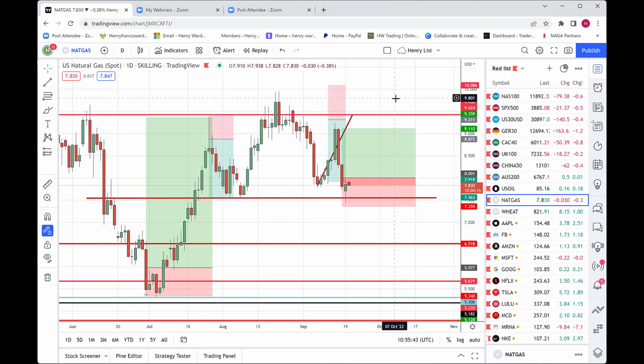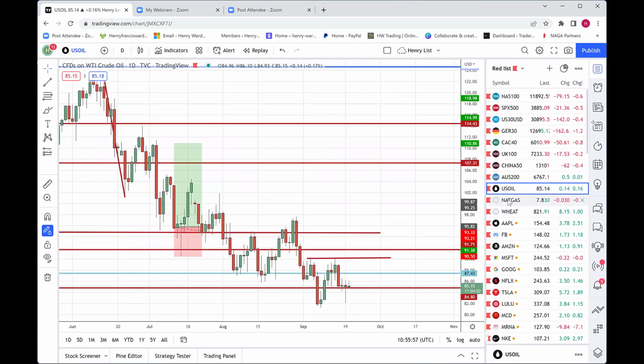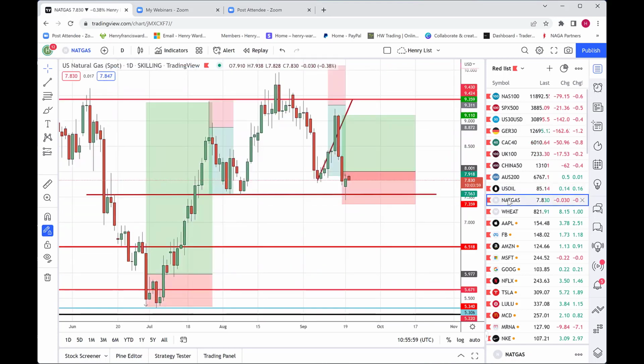Now at the other point of the channel, so this is a channel going on now. We have an entry here, stop loss below it, and we're looking for this to pop to the upside. Now just be aware that oil is dropping, which natural gas you would expect to drop, but again, it doesn't necessarily mean that it will. So ideally, we'd like to see that pop and hit this ceiling here, and then we can short it again.